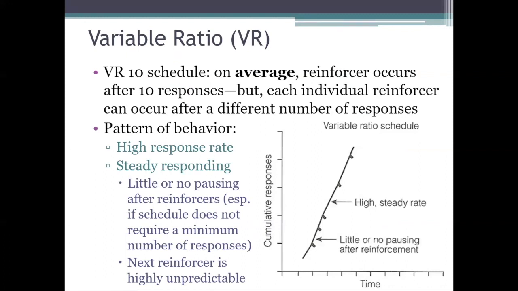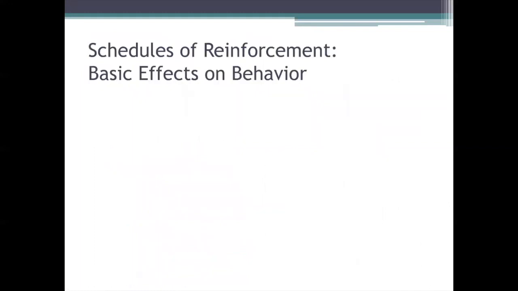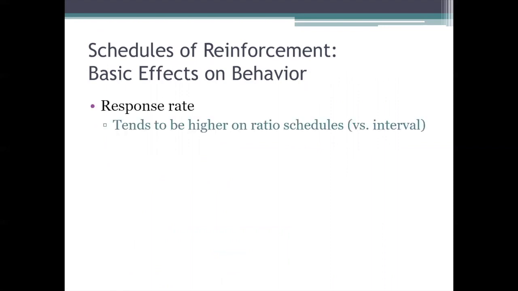But at this point, I can summarize a lot of what I've said so far about schedule effects by identifying 3 basic effects that schedules of reinforcement tend to have. First of all, ratio schedules tend to produce higher response rates than interval schedules do. We tend to see faster responding on ratio schedules than we do on interval schedules. Again, because on a ratio schedule, a higher rate of responding always translates to a higher rate of reinforcement, right? And that's not true on interval schedules. So we see higher response rates on ratio schedules than we do on interval schedules.